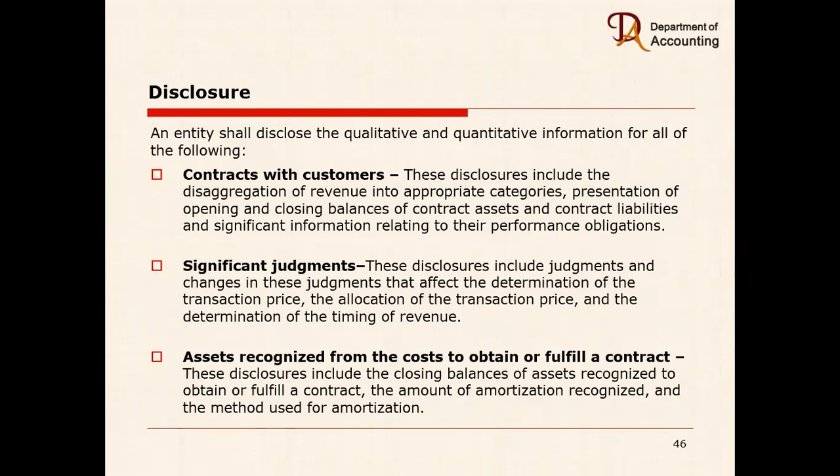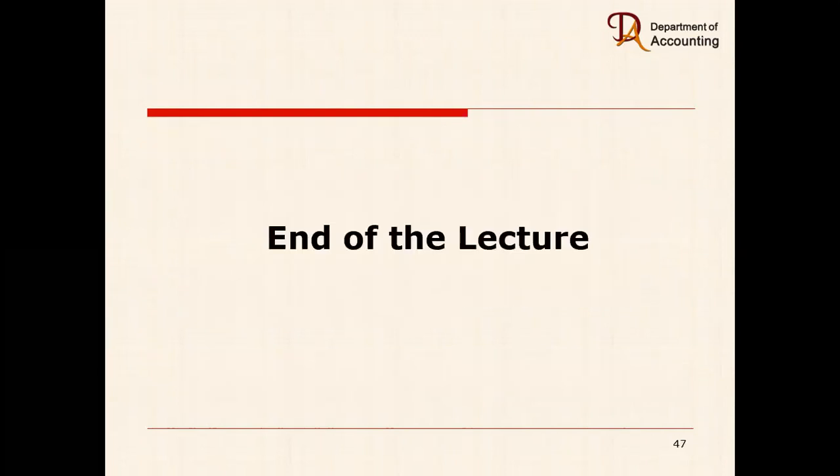Asset recognized from the cost of obtaining or fulfilling a contract. When you are obtaining a contract, that is in the sense incremental cost, and also fulfilling the contract, what those costs are. You need to disclose that information. The asset recognized in obtaining or fulfilling the contract, you need to amortize over the contract period, and the method used for amortization, whether it's straight line basis or some other basis. And that's about the disclosures you need.